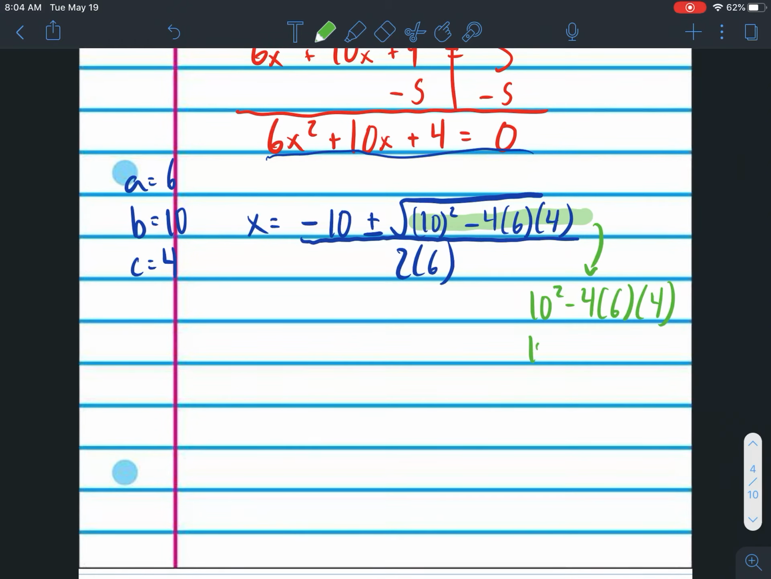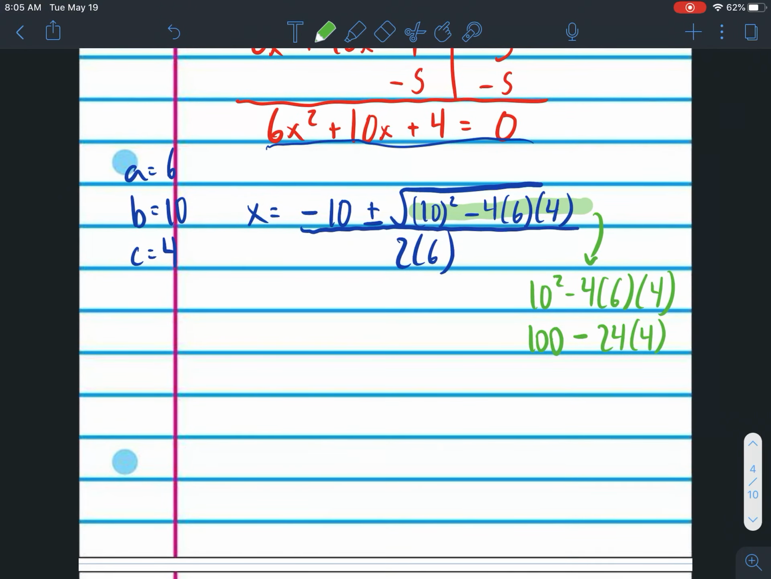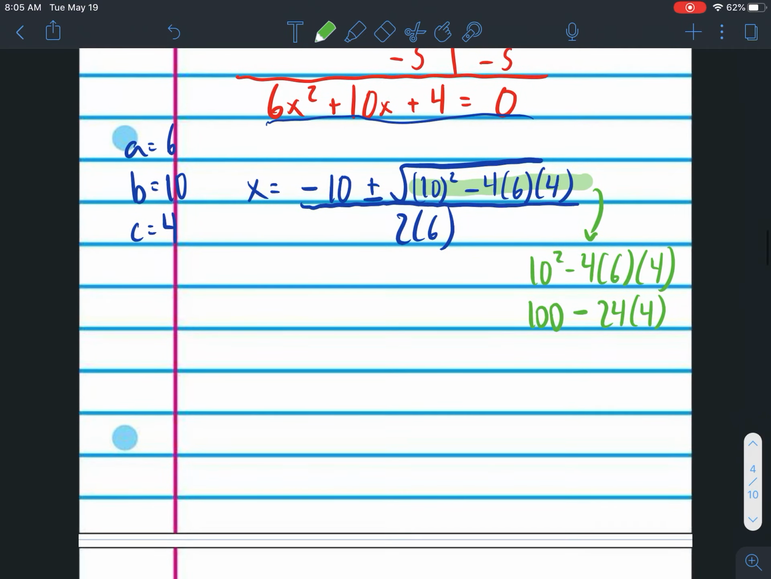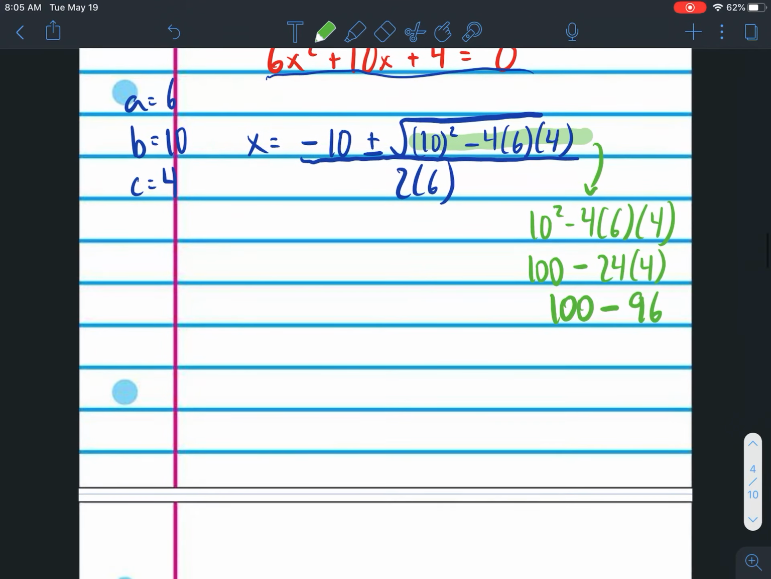So 10 squared is 100. Minus 6 times 4 is 24 times 4. 24 times 4, 24 times 2 is 48, 48 times 2 is 96. So this is going to be 100 minus 96. 100 minus 96 is 4. Which means my discriminant is a positive number, which means I'm going to have two solutions.